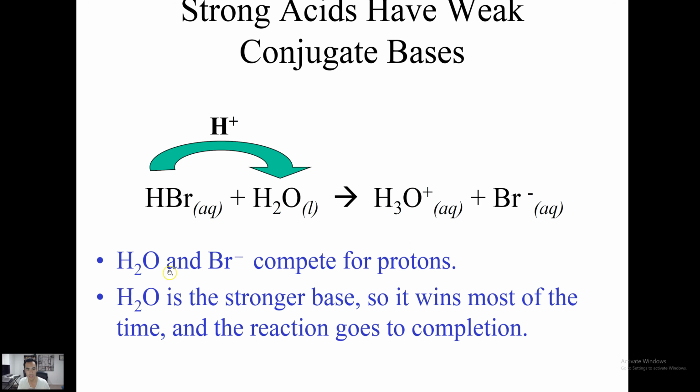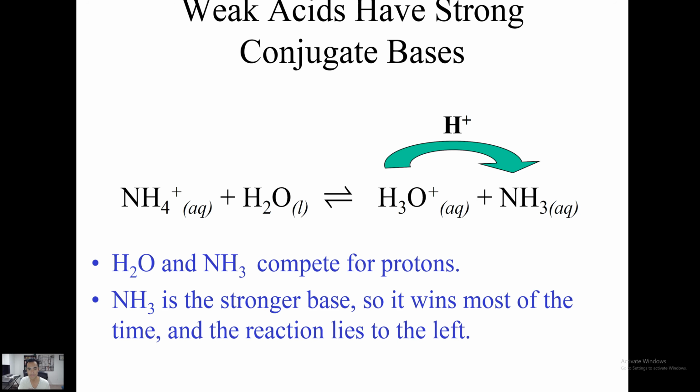So here's an example of H2O and Br-. HBr, as you guys can tell from here, would actually donate the H, and now it becomes a Br minus. The Br minus and the H2O are going to compete because they're both in the same solution. So Br- is going to say, I want that hydrogen. H2O is also going to want that. But because H2O is a stronger base, it's going to win, and the reaction goes to completion. However, if it were the opposite, then perhaps they wouldn't get that.